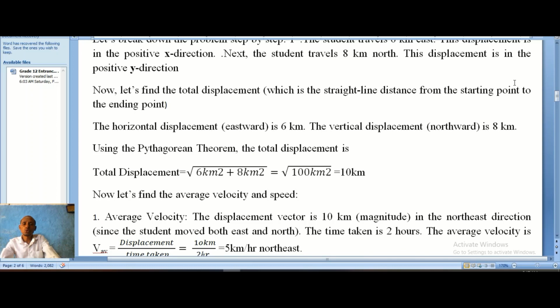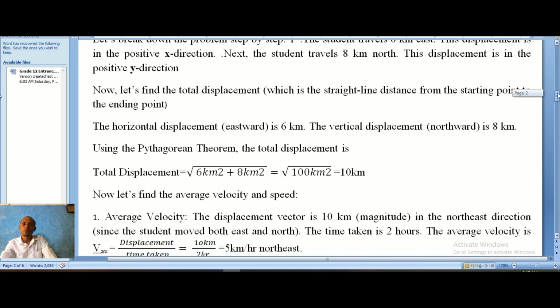From this, the horizontal displacement eastward is 6 kilometers. The vertical displacement northward is 8 kilometers. Using the Pythagorean theorem, the total displacement is the square root of 6 kilometers squared plus 8 kilometers squared, which equals the square root of 100 kilometers squared. When we take it out from under the root, this is 10 kilometers.